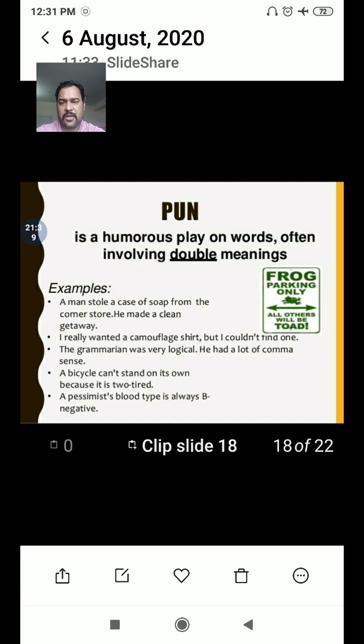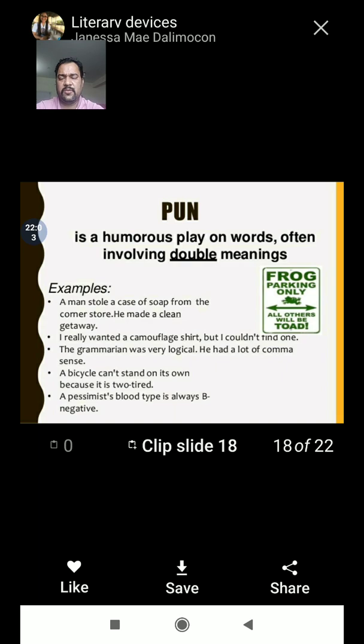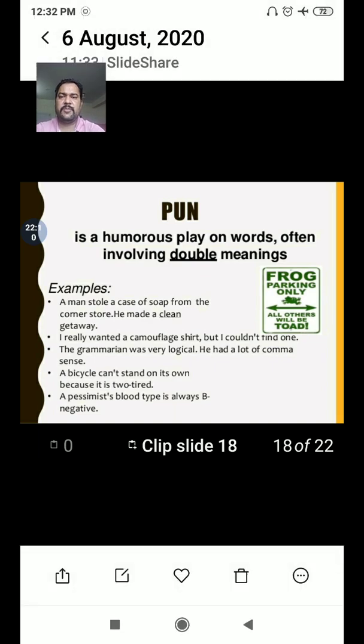The grammarian was very logical. He had a lot of comma sense. So instead of saying common sense, comma sense. A bicycle can't stand on its own because it is too tired. Now "too tired" has got two tires. Else another meaning is it is tired. So it's playing on words. A pessimist's blood type is always B negative. So already pessimist means negative.